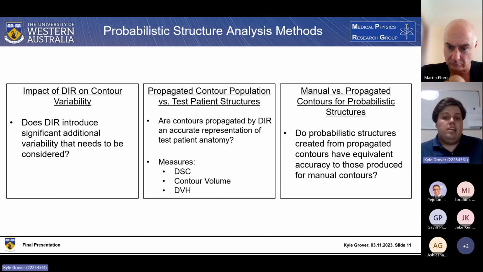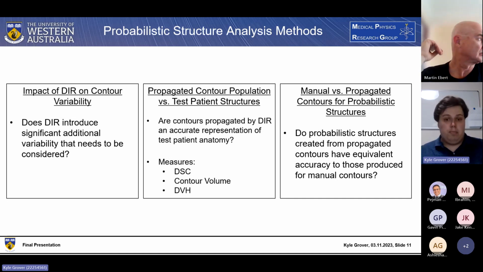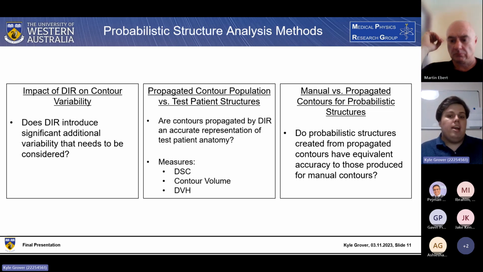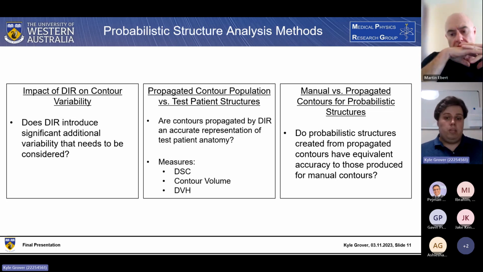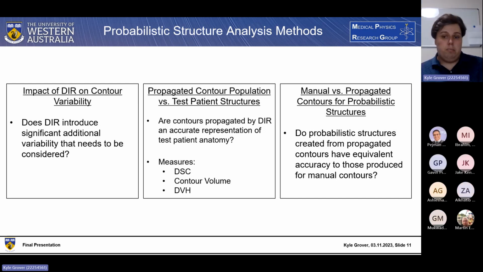In terms of actually analyzing the probabilistic structures that are created, we do it in a threefold process. First of all, we have a look at how the deformable image registration impacts the contour variability. Does this introduce a significant additional variability that needs to be considered with further work with this pipeline? Secondly, we have a look at how the propagated contour population for each of the test patients compares to their actual anatomy, which is done by comparing to the manual contours that were provided for these test patients.